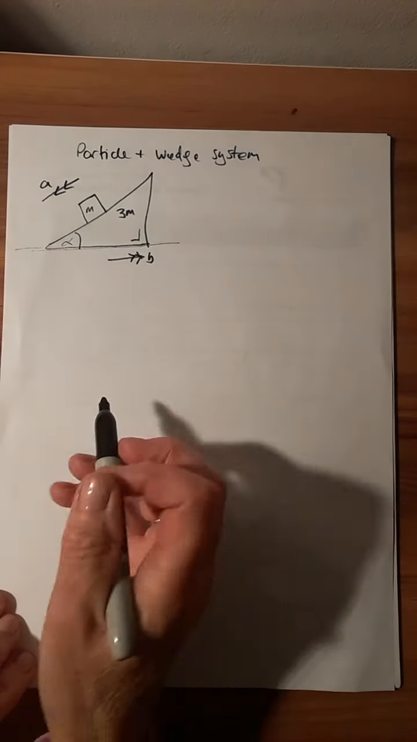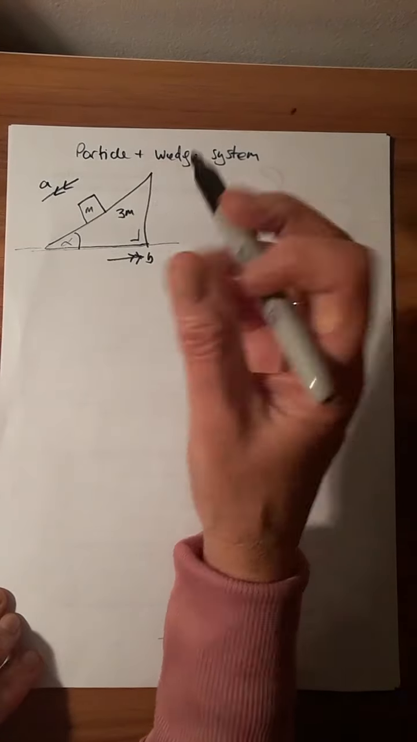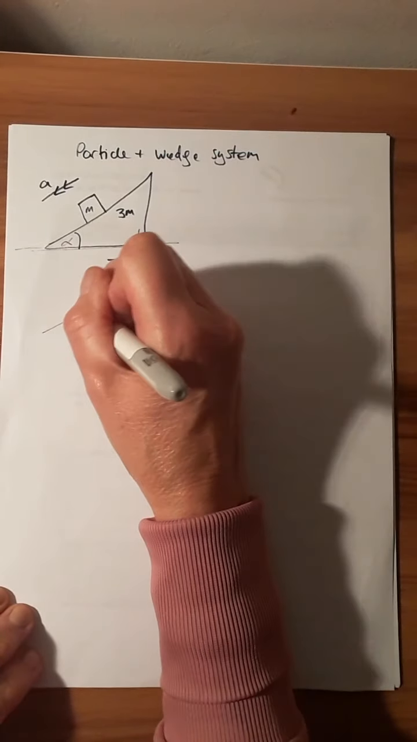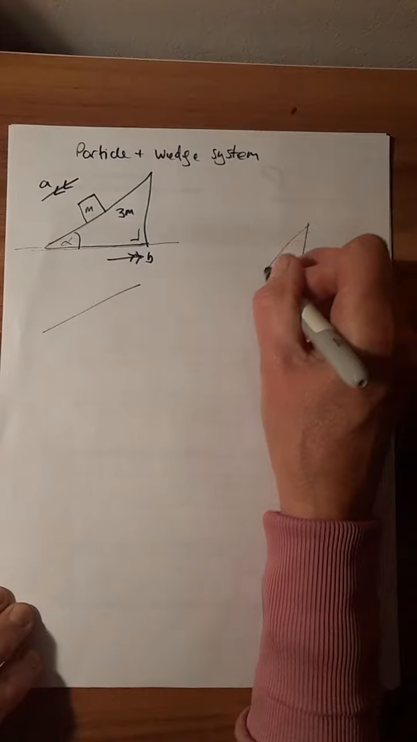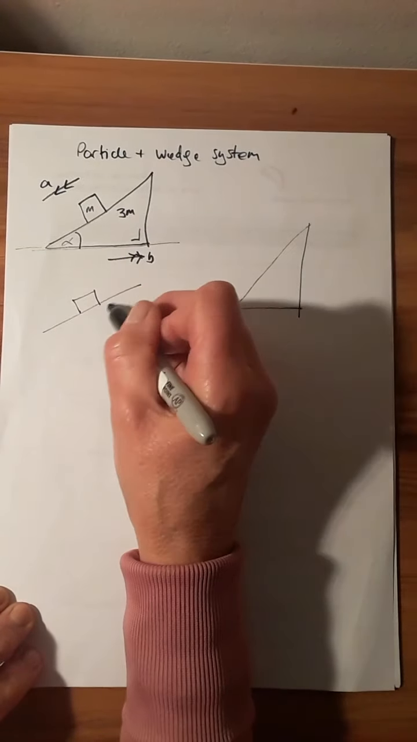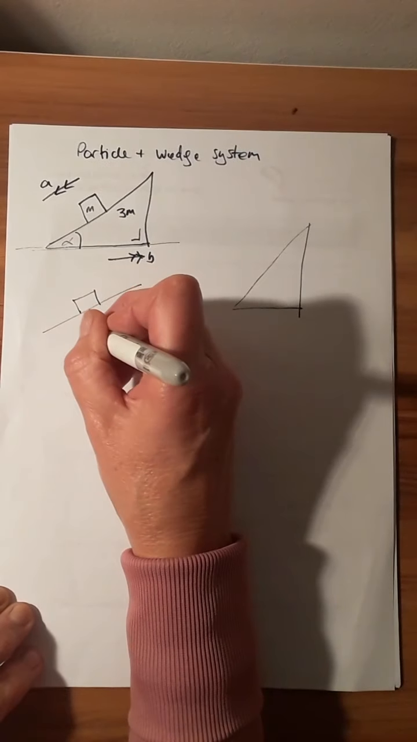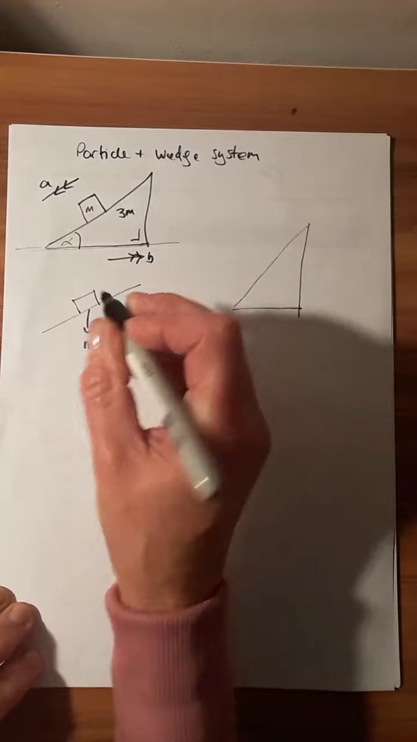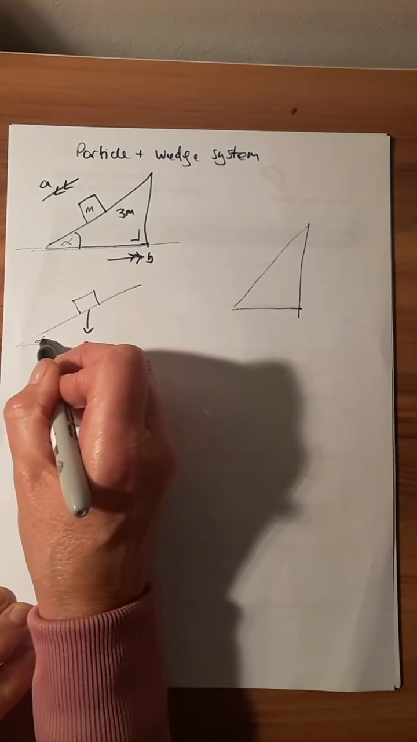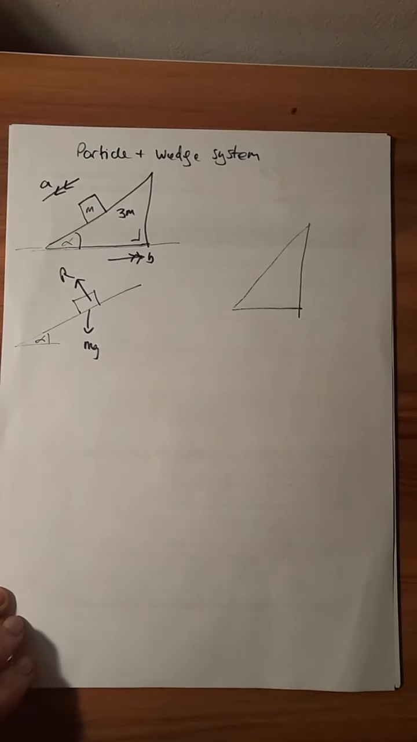So what you do is you have to consider them both separately. So we take the wedge and we take the particle. So the particle is sitting on the wedge. We draw all the forces on the particle and all the forces on the wedge. So this has a weight force which acts down, mg. It has a reaction to the surface, which I'm going to call r.